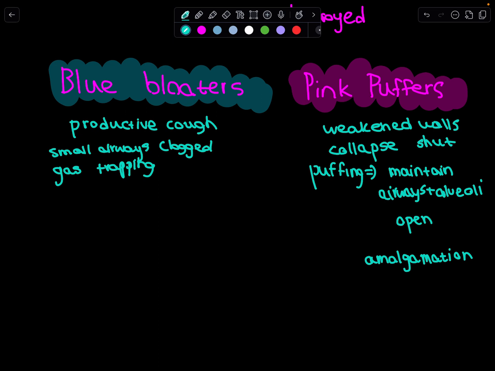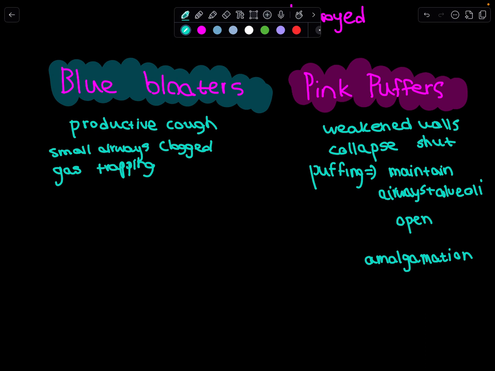Thin build, barrel chest, dry cough. Blue bloaters, chronic bronchitis, named for cyanosis, blue skin, low oxygen, and bloating, edema from heart strain. Airways inflamed, mucus clogged, causing productive cough, less alveolar damage, no puffing. Breathing is labored, but not pursed lip.